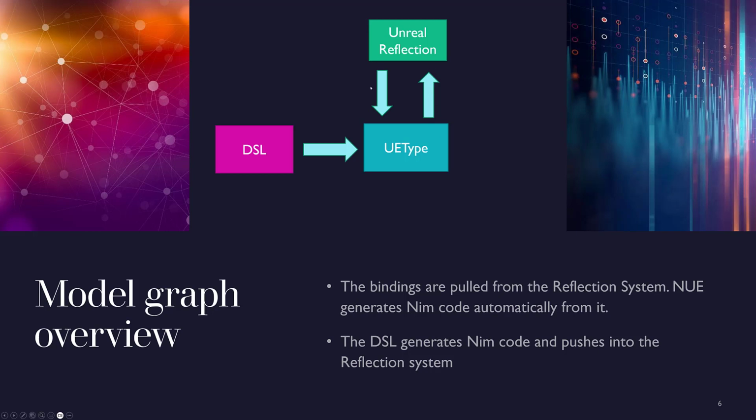And again, we generate back the information to be consumed from Nim. So it's like a loop here for when we emit those types. We call the consumption of the Unreal reflection system generation, like gen types, right? And the push to the Unreal reflection system, the emission of types, right? Emit types. So the DSL basically is transformed into these UE types, and these UE types on one hand push, like emit type information, and we also generate the Nim type information, so you can use those classes from Nim. And that said, let's jump into the demo.